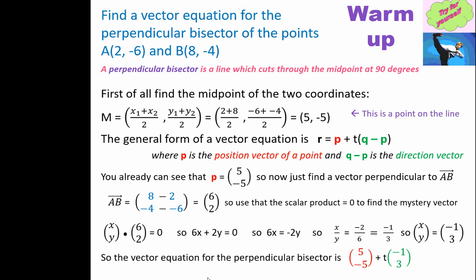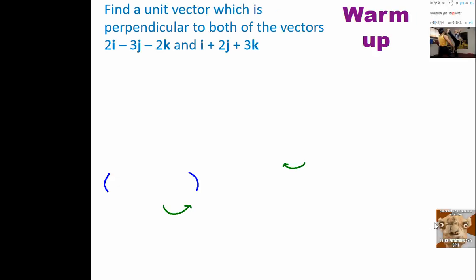So the vector equation for the perpendicular bisector is 5, -5. Remember, that's the position vector of the midpoint, using the midpoint. And this is the direction vector. So that's what you can do when you're asked to find a perpendicular bisector and the vector equation of it. Pretty complicated.